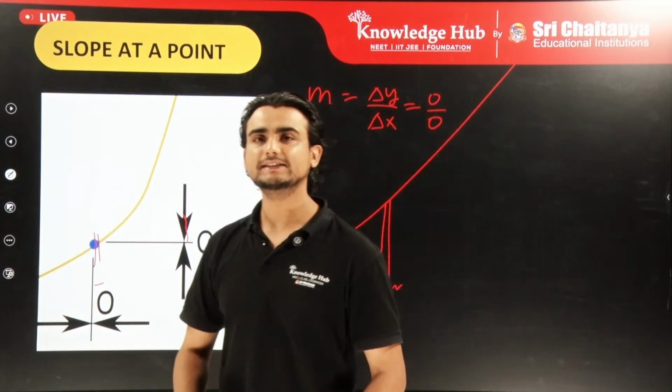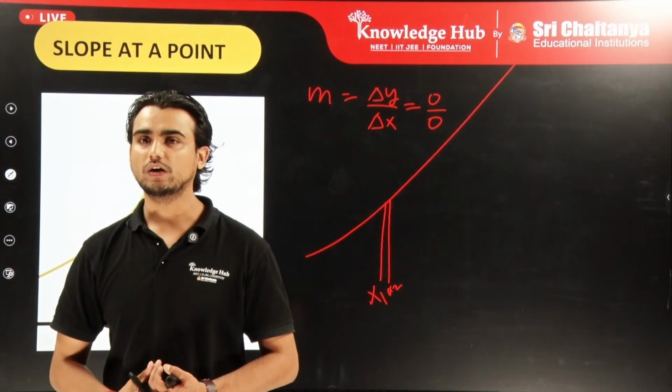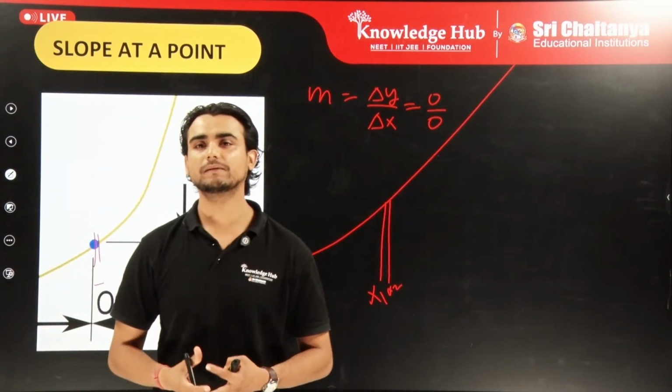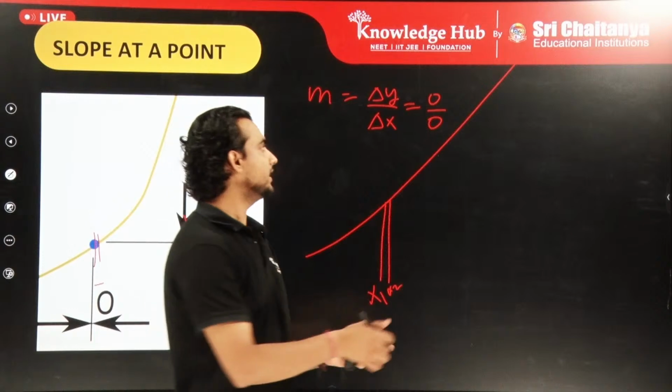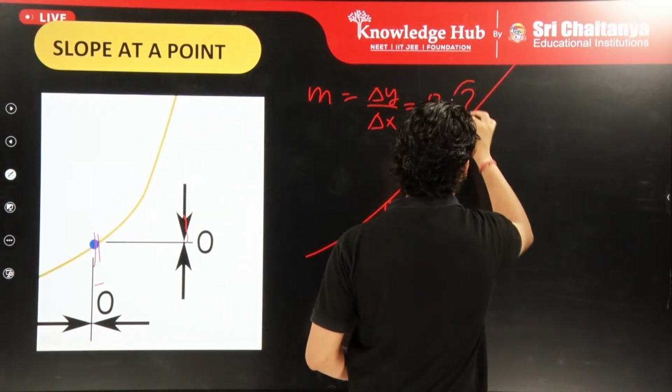And what is 0 by 0? That is not defined, right? You cannot divide any number by 0. So we are stuck here. So what to do now?